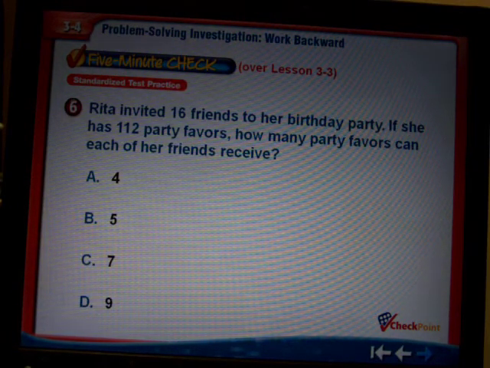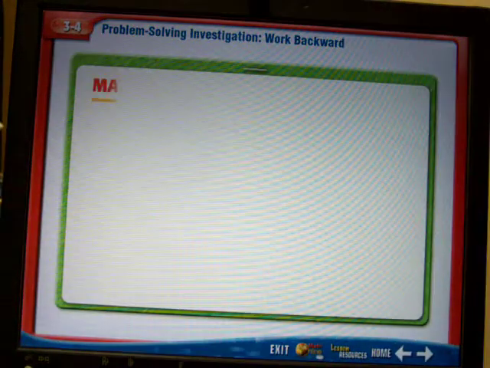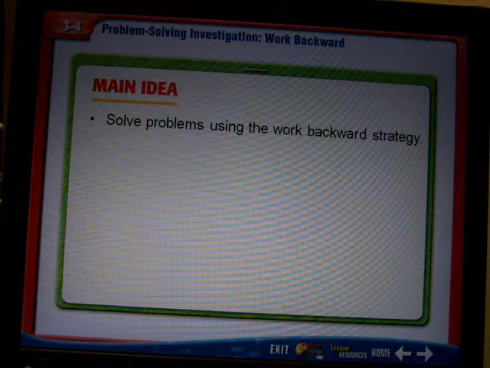So Rita has invited 16 friends to her birthday party. If she has 112 party favors, how many party favors can each of her friends receive? A4, B5, C7, or D9? And your answer is... Alright, so now today what you're going to do is solve problems using the work backwards strategy.